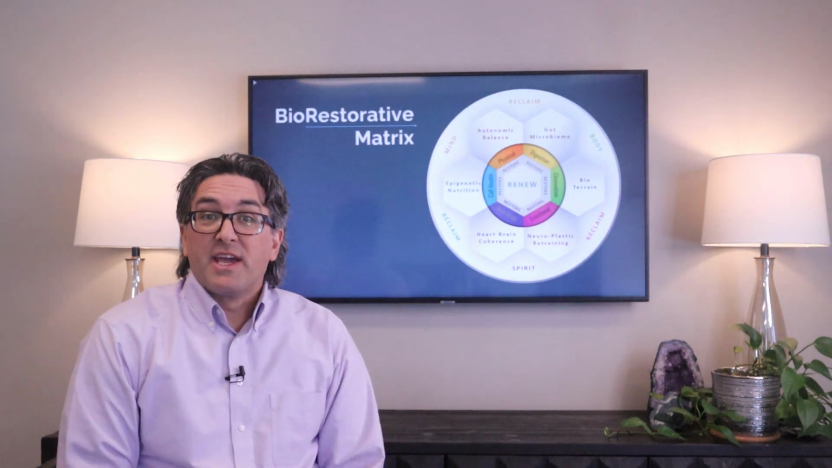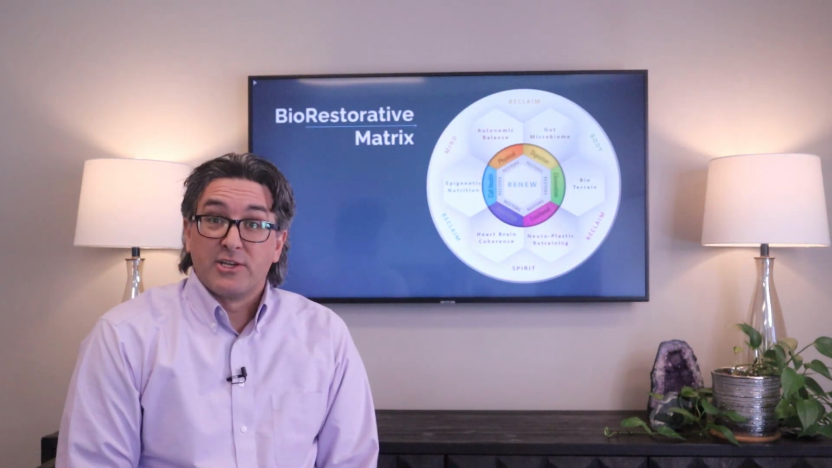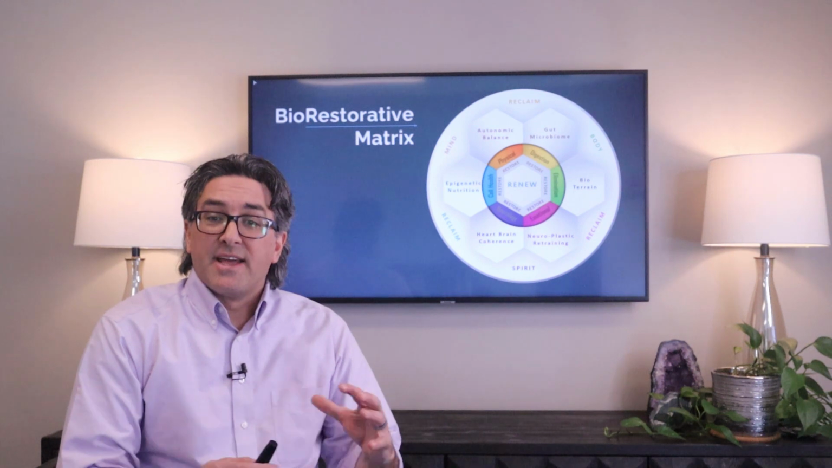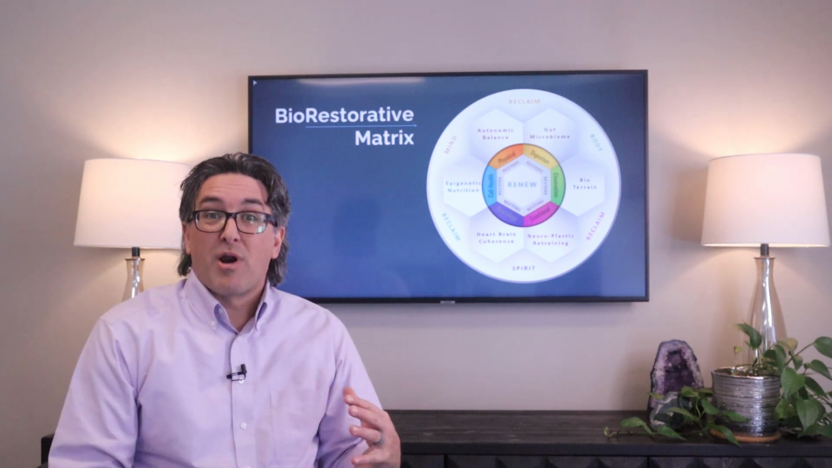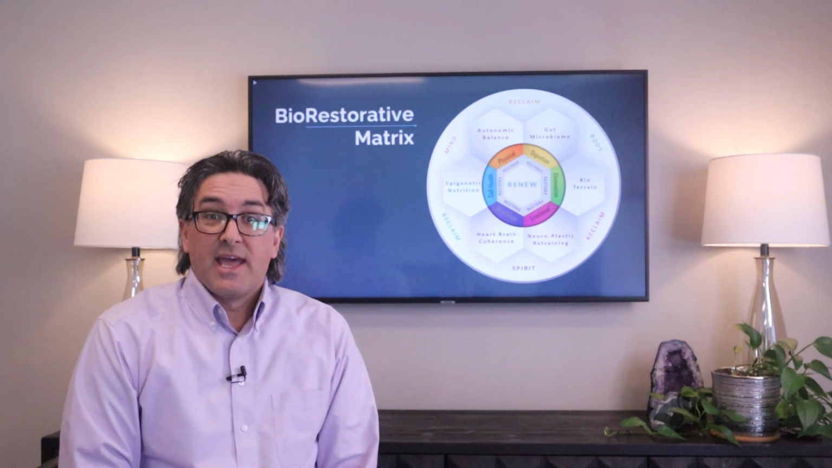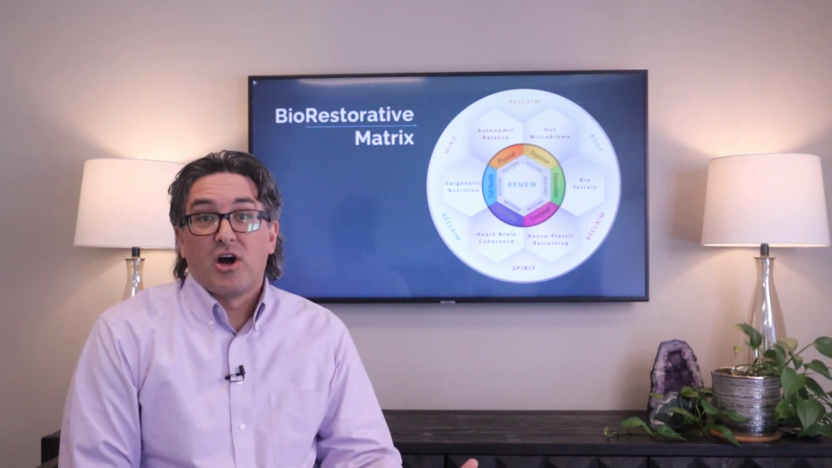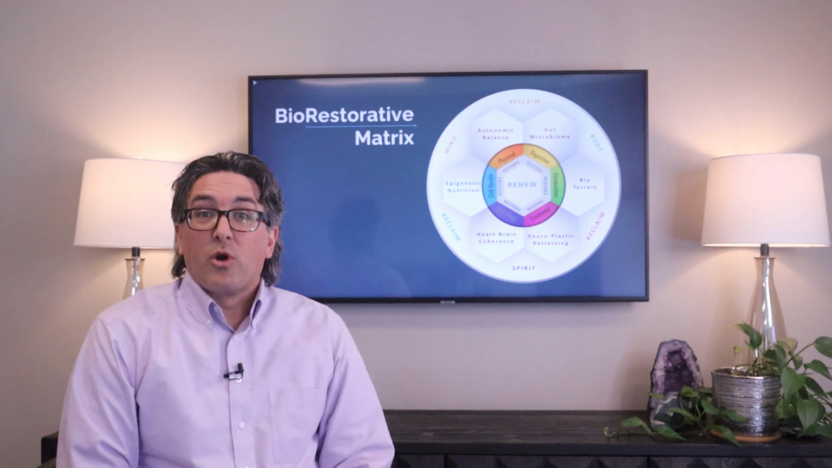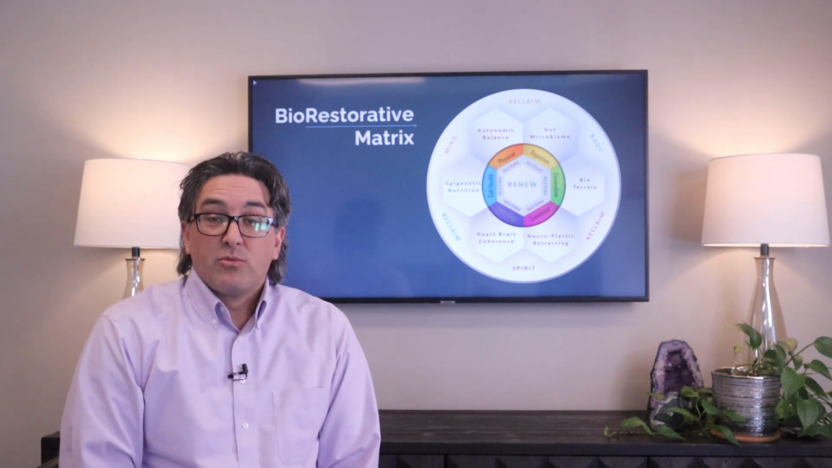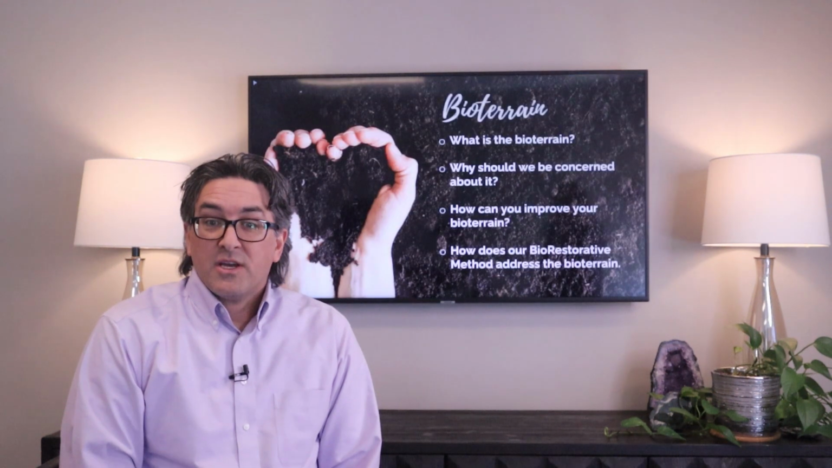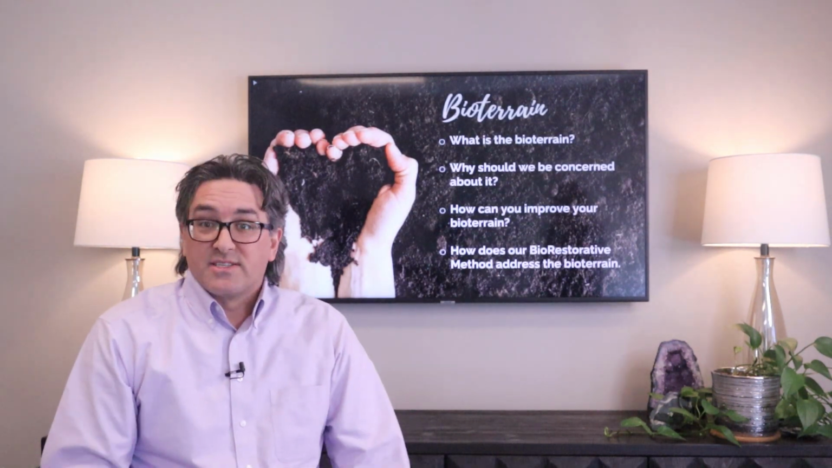So let's start off by looking at what we call our BioRestorative matrix. This is a lens through which we view health and the different organization of processes that happen in the body. When things get out of balance, it can cause health problems. The main thing that we're going to focus on today is the one at the bottom right, which is called the BioTerrain.